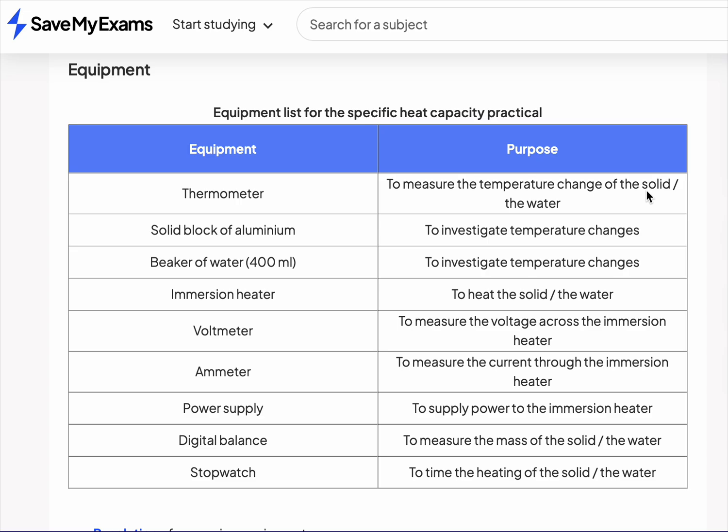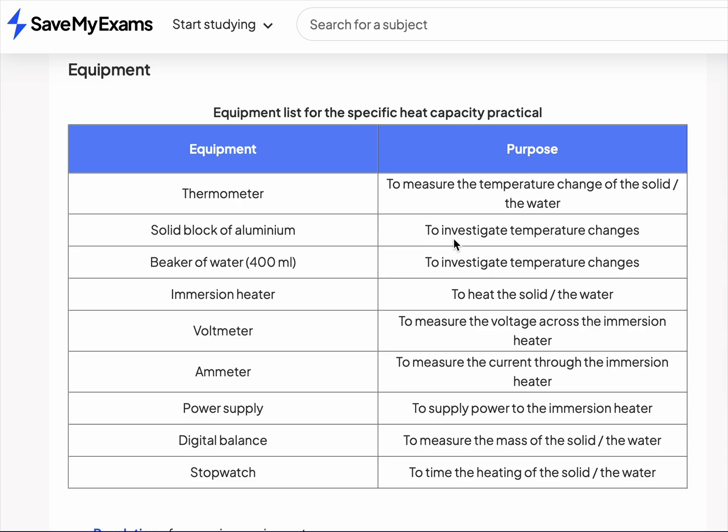water. Now, when I did it with my class, I used a kettle and some water to show them that's what happens when you boil a kettle to make a cup of tea or coffee. And you could use a solid block of aluminium, which is standard equipment in most schools, and it has a place for the immersion heater to go in, so you're going to use an immersion heater to heat the solid or the water. And the immersion heater fits in perfectly in the cylindrical hole which is in the aluminium block.